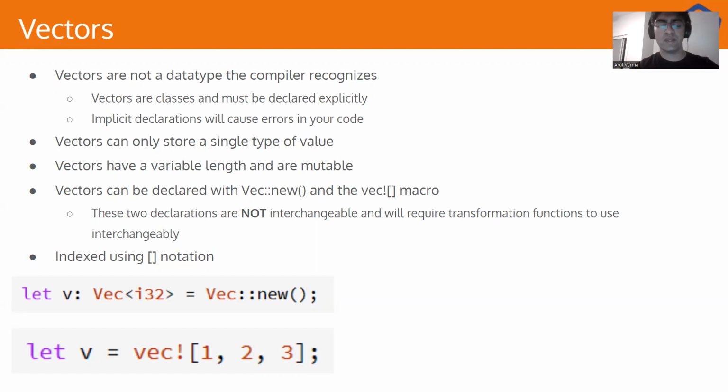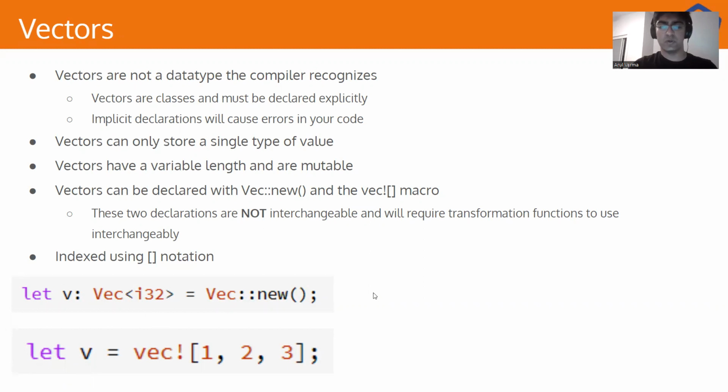Because of that, you need to recognize that they're different. They are classes and they are not data types. And that means that declaring them is a little different than declaring a data type. So let's take a look at our bottom left, where we have some code where we declare vectors. Vectors can only store a single type, and you'll notice that immediately when we have our first declaration of a vector. We declare our vector using Vec, and then we specify the type it can store. And then we say equals Vec::new.